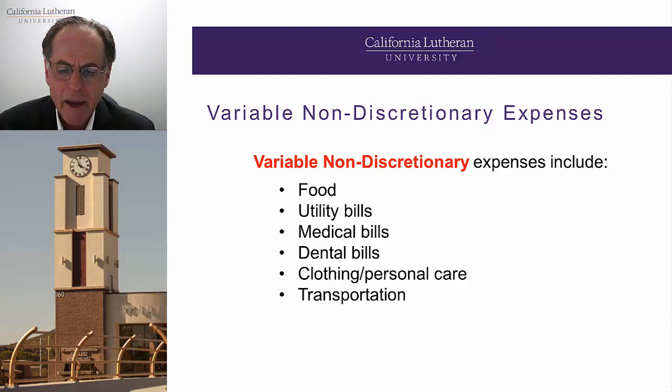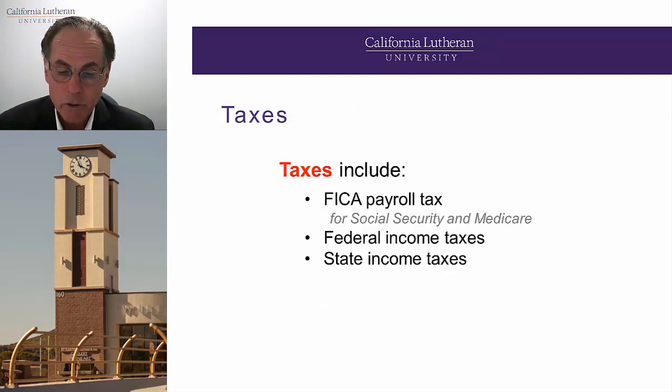The reason these are categorized as variable is because the client does have the ability to manage the expense to a limited degree. For example, exercise and prudent diet may reduce one's medical or dental costs. There is certainly some discretion concerning food purchases. Taxes include FICA payroll taxes, which go towards Social Security benefits and Medicare benefits, federal income taxes, and state income taxes.